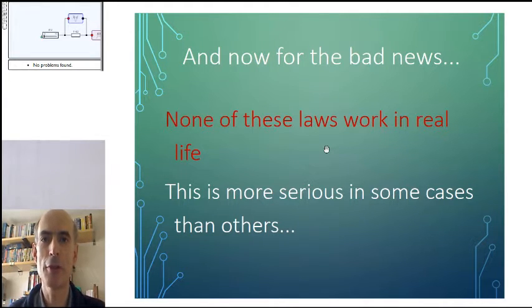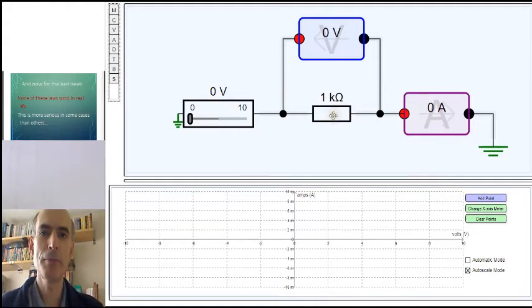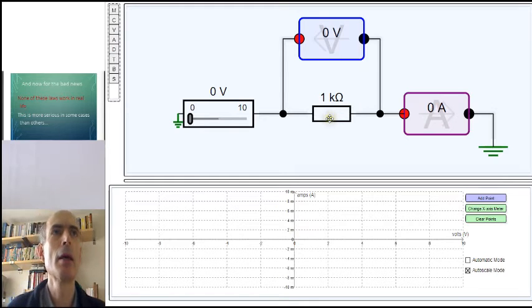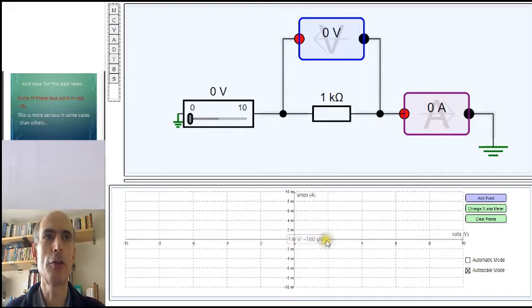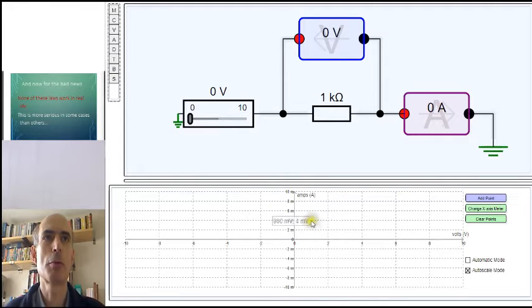Let's have a look at that in the simulator. Here we have a resistor, which is the component that we're interested in, our conductor if you like. The voltmeter is reading the voltage across the resistor, and the ammeter here is reading the current through the resistor. So if we plotted the voltage across the resistor against the current through the resistor, we would expect a straight line, because that's what Ohm's law says. The voltage is proportional to the current.